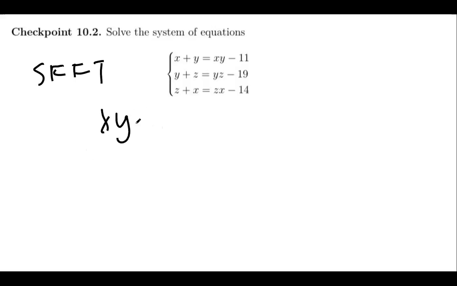If we rearrange stuff a little bit, we have xy - x - y = 11. And of course, we have to add 1 to both sides to factor it.